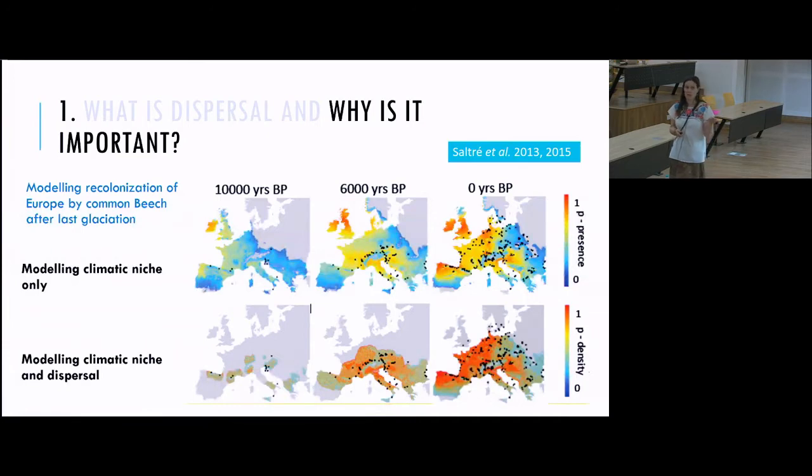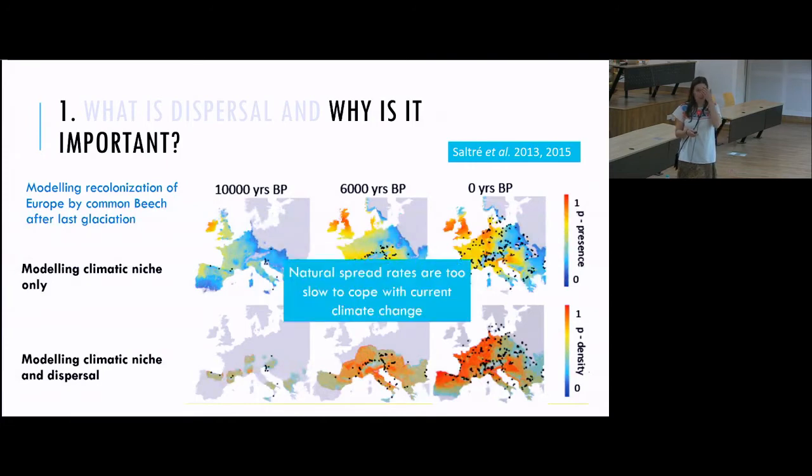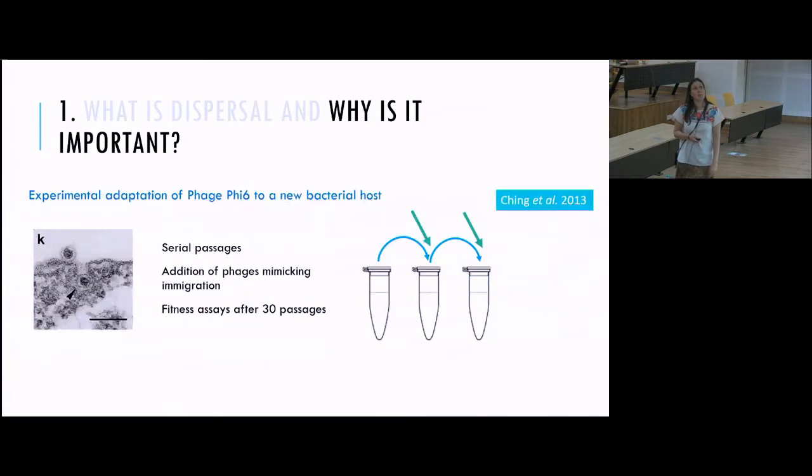Of course, the fossil coverage is not perfect, but still, you predict that beech should be almost everywhere much sooner than it seems to have been. And if you do a different type of modeling, integrating the dispersal capacity of the species, you predict much better the actual distribution and spread rates of the species through time. The conclusion of this study is that the natural spread rates of beech are too slow, based on what this species was able to do in the past, to cope with current climate change. So that's one reason why you are interested in dispersal, from a purely demographic point of view. And also, it is important because it has huge evolutionary consequences.